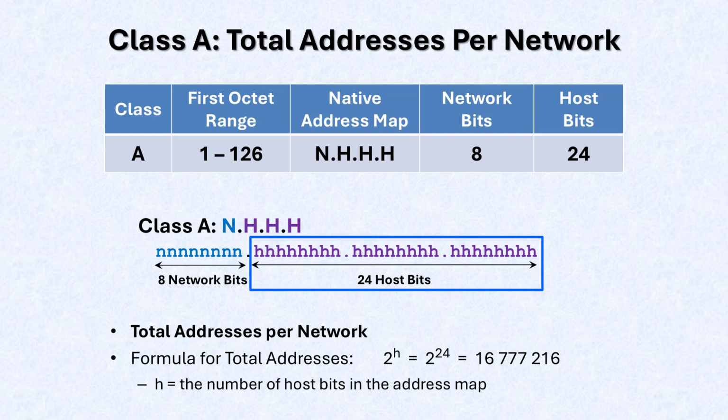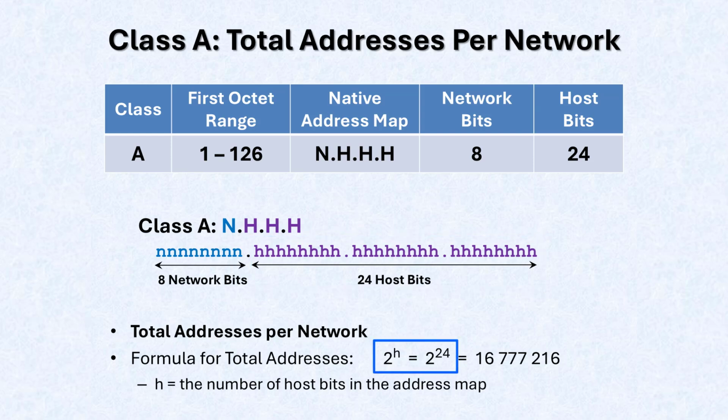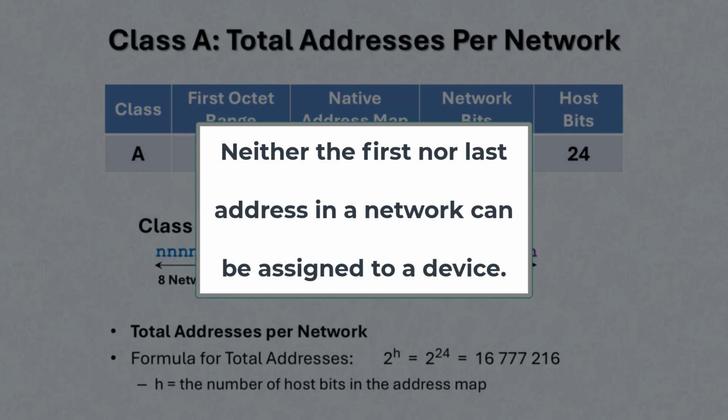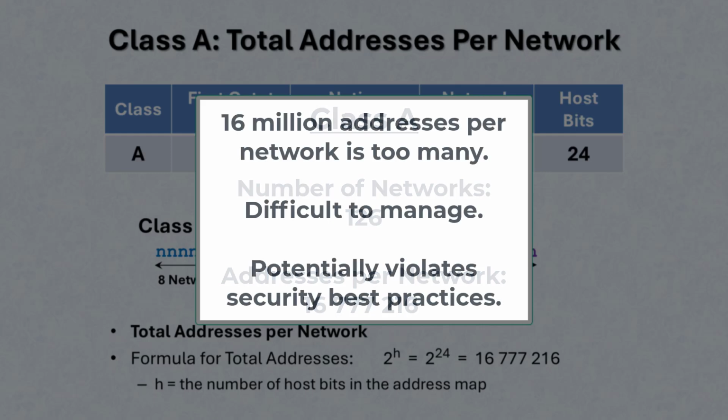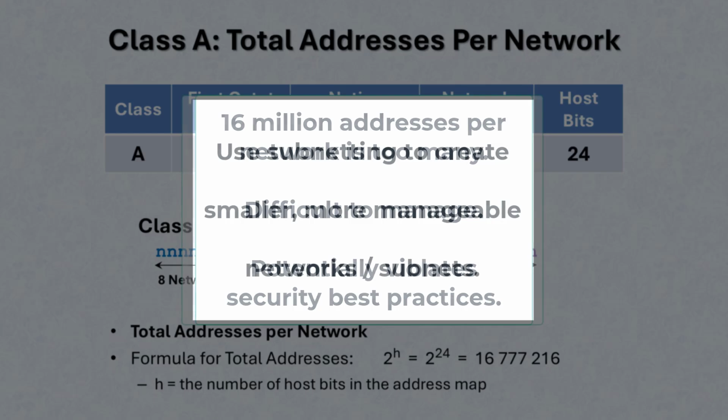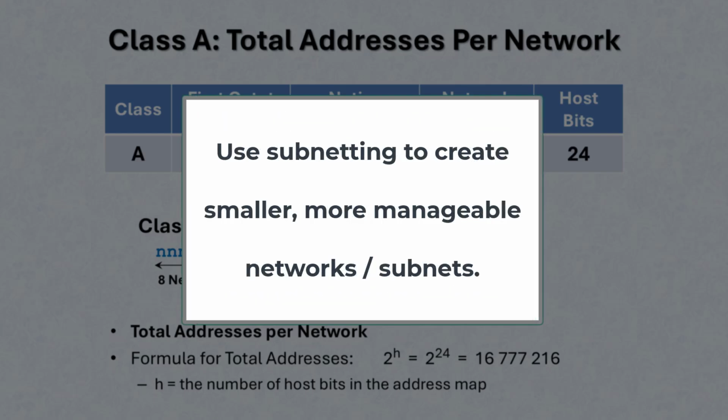Since there are 24 host bits, set 2 to the h equal to 2 to the 24th. This equals 16,777,216. However, 2 of those addresses cannot be assigned to a device, the first and the last. In either case, this means every network can have over 16 million addresses. That is too large of a network and too difficult to manage. Plus, it violates security best practices. Subnetting allows us to subdivide a network into smaller, more manageable networks.